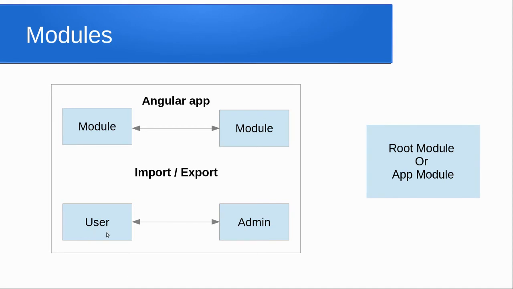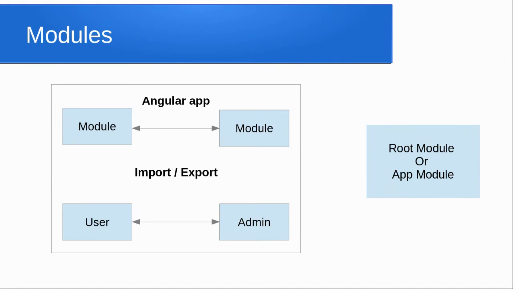We have a user module which will represent the user of the application, and there may be an admin module which will represent the app administration. But at the end of the day, an Angular module is just a piece of code which can be exported or imported. Keep in mind, every Angular application has at least one module, which is the root module. You can see here the root module, which is also called the app module.